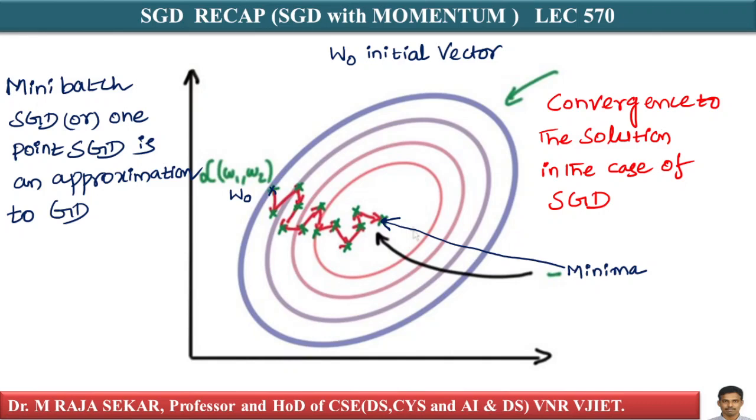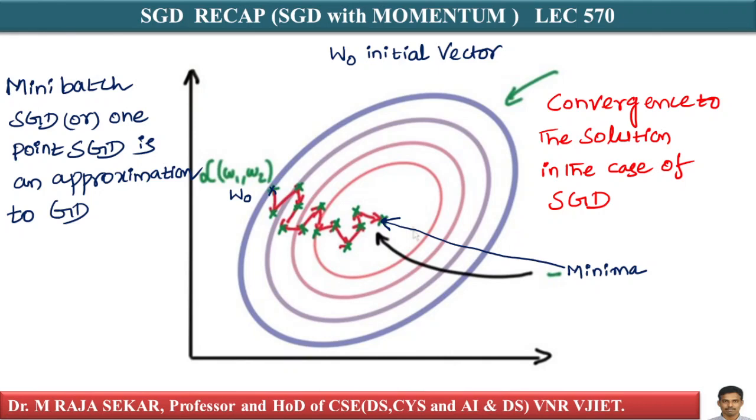But SGD or mini batch SGD or one point SGD is an approximation to gradient descent. I will not perfectly always move in the direction. In the case of mini batch SGD or one point SGD, it is an approximation to gradient descent. That's what we discussed, isn't it? I will move in some direction.